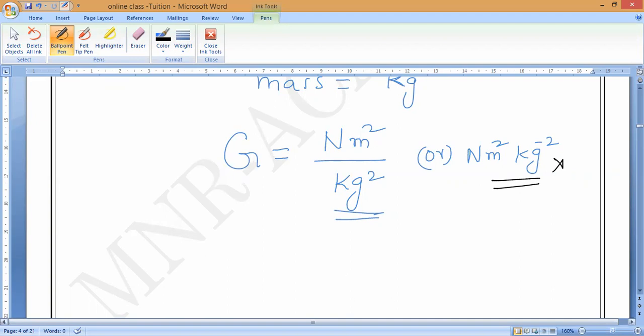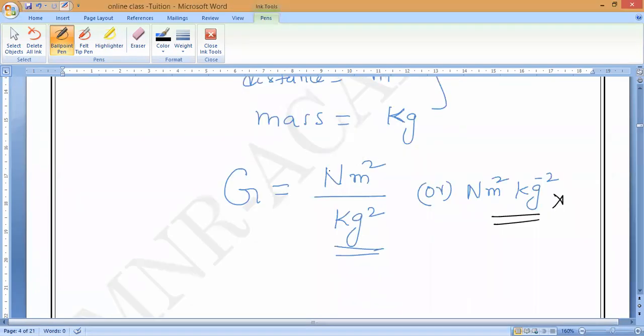So I hope you understand. What is the unit of G? G equals force into R square divided by M1 into M2. That is the formula. So the unit is Newton meter square per kilogram square. Understand, all of you? Newton meter square per kilogram square.